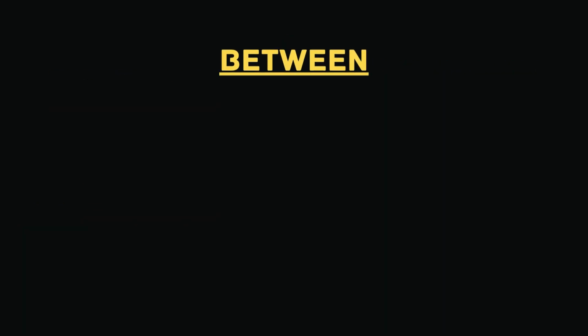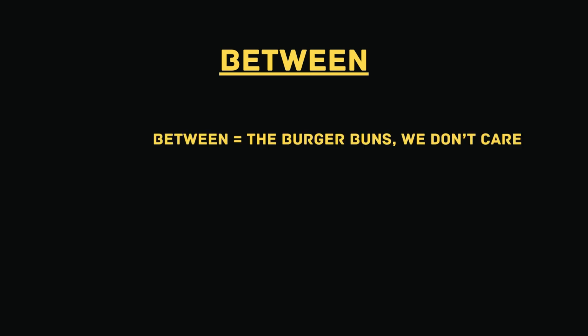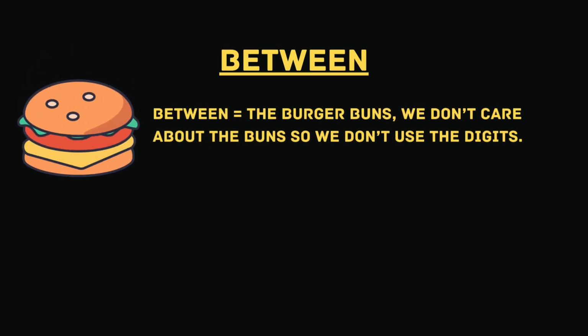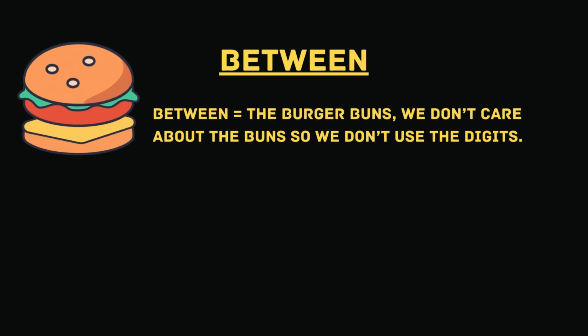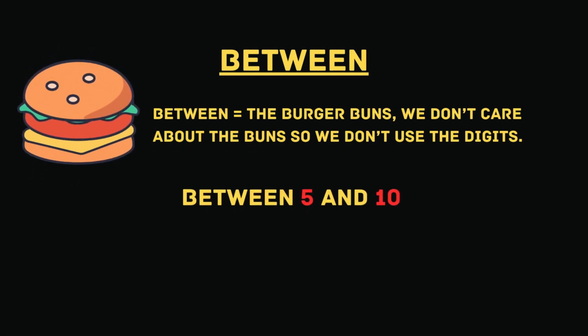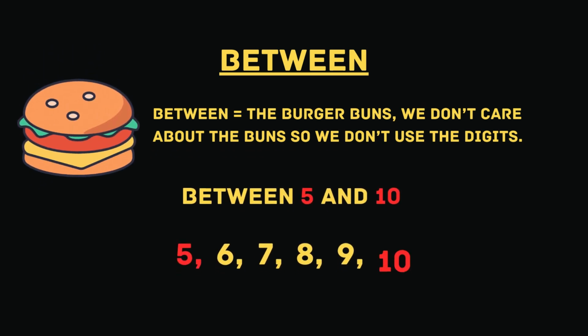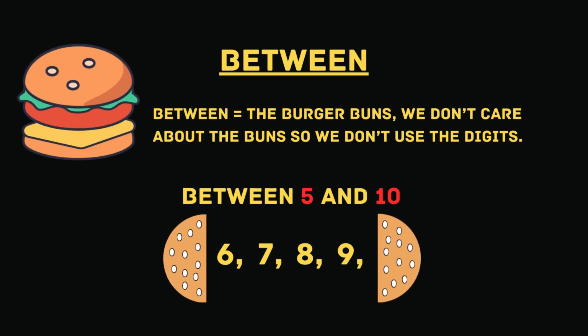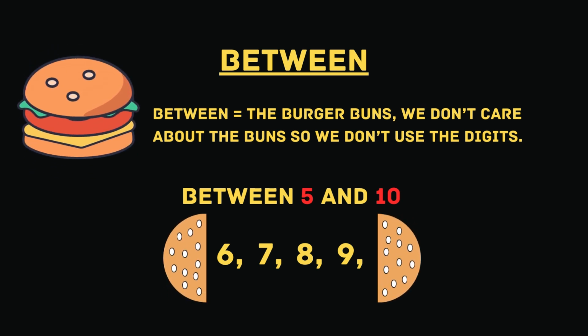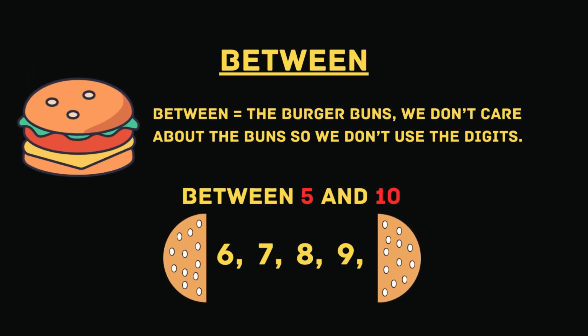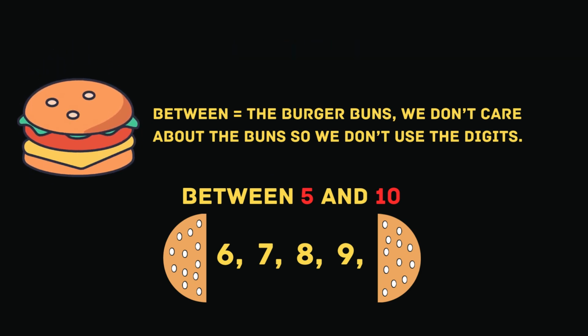Next, let's look at between. Between is like between burger buns. We don't really care about the buns. What we care about is what is inside it. So for the numbers between 5 and 10, let's take 5 and 10 and throw them away, because those are basically the buns. We don't care about them. So what we have left is 6, 7, 8, and 9.